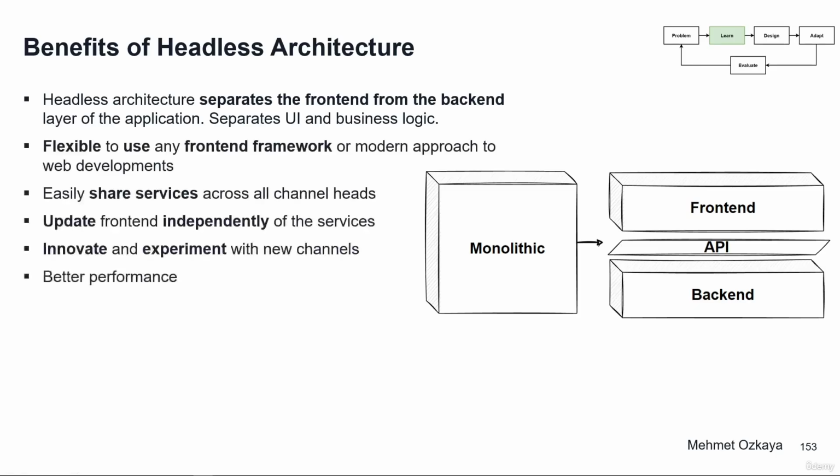So what is the benefit of this architecture? First of all, it is flexible to use any front-end framework or modern approach to web development, and it is easy to share services across all channels, or heads, and to update the front end independently of these services. You can update the front end without changing the back end. This way, we can accommodate business requirements regarding UI-related tasks in only the front-end application. And we can also innovate and experiment with new channels.